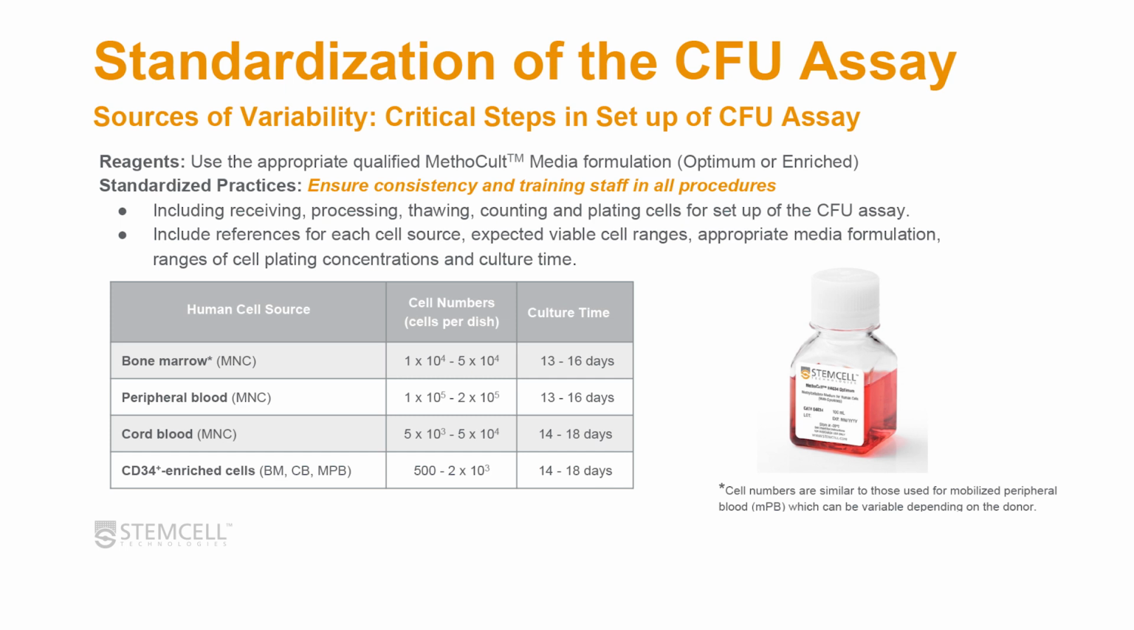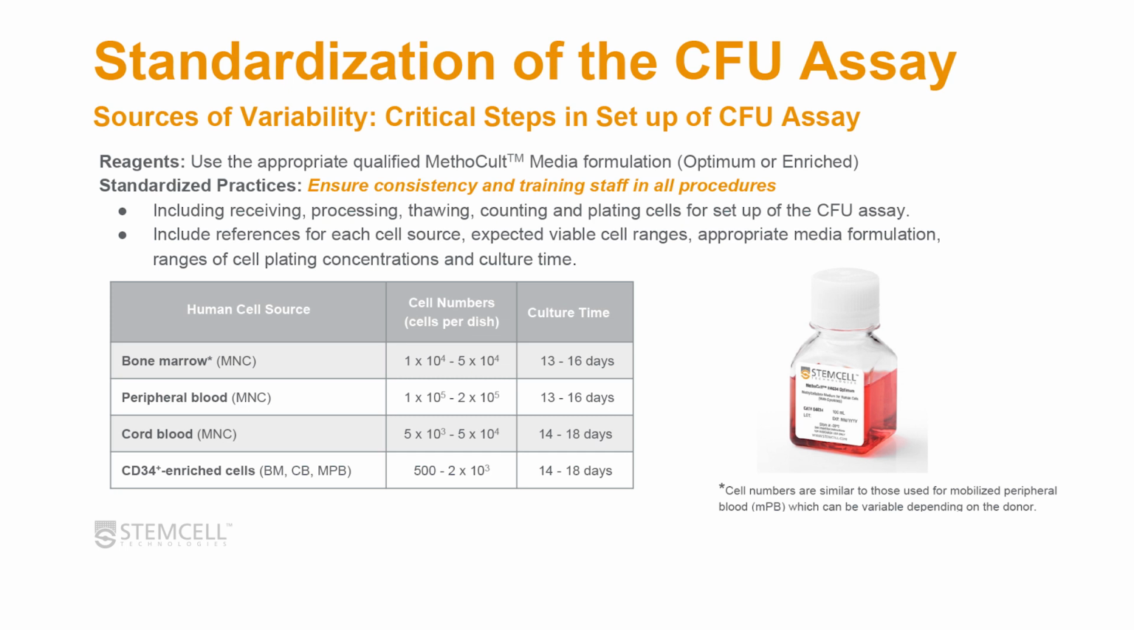You also have to make sure you have standardized practices, ensuring that your staff is trained on all the procedures. Some procedures that you really have to think about are: how are the cells received? How are they processed? How are they thawed? What are you using for your viability stain, for example? As well as how many cells to plate for the CFU assay. It is linear in certain ranges, so it's always good to set up a couple of different concentrations to make sure you're in that right linear range, but it is quantifiable, so it can be validated.